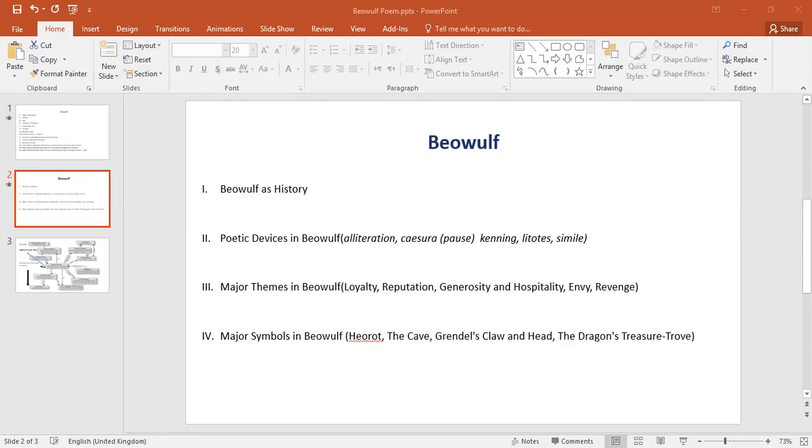The most famous of these was the archaeological discovery that happened in 1939, the one called Sutton Hoo, the Sutton Hoo dig, in 1939.